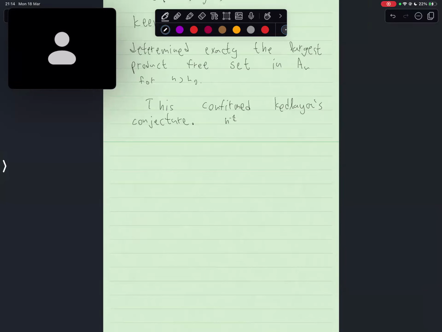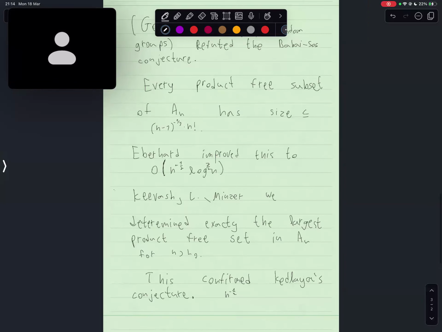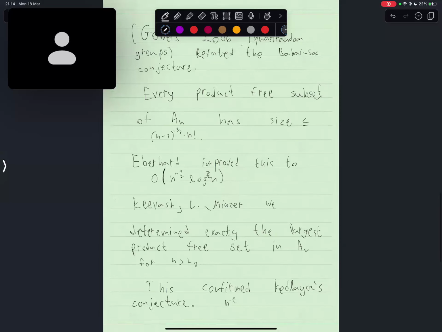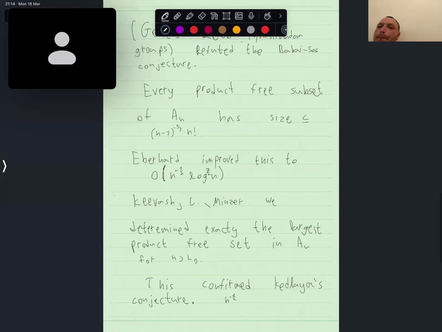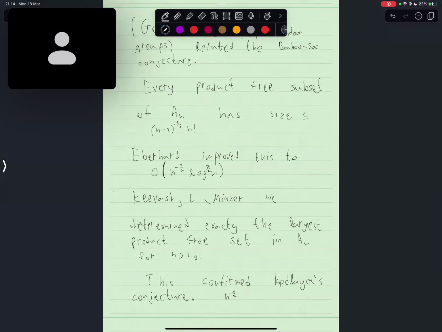Can I ask one more question here? When you say you confirmed Kedlaya's conjecture, do you mean that his construction is essentially the only one that gives this largest size, or can you find others? Yes, we showed also that equality is attained only for sets of the above form. Okay, thank you. And also a stability result.